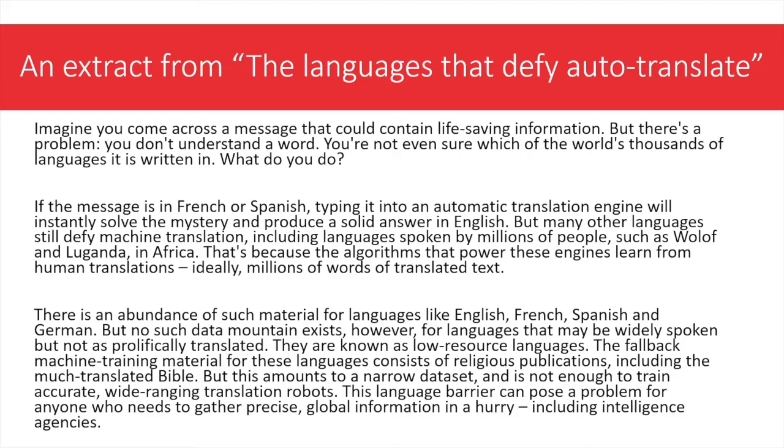The fallback machine training material of these languages consists of religious publications, including the much-translated Bible. But this amounts to a narrow data set and is not enough to train accurate, wide-ranging translation robots. This language barrier can pose a problem for anyone who needs to gather precise global information in a hurry, including intelligence agencies.